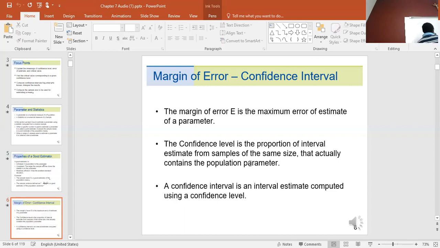So if I say x bar minus mu is the difference between my estimate and the parameter, the distance between what you get from the sample and the parameter should be less than this. That is how we define the confidence interval. So how are we going to actually compute it? We want to find the value of E by saying that if the confidence level is 90%, then I have 0.45 here and 0.45 here.